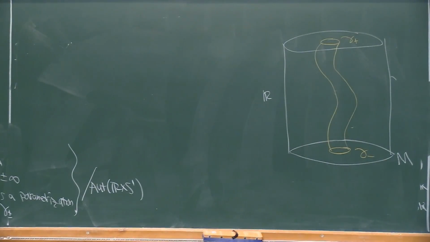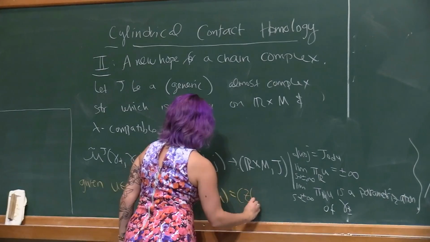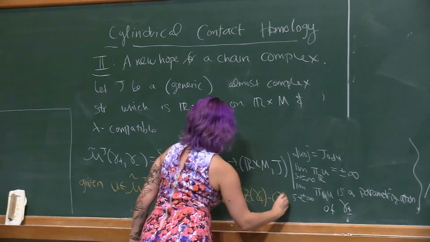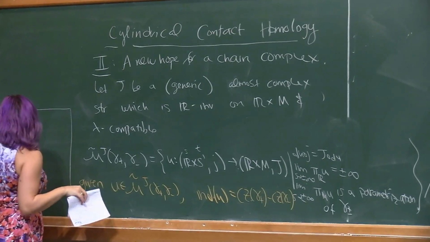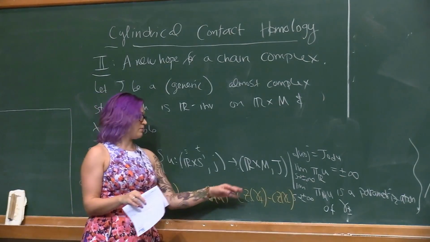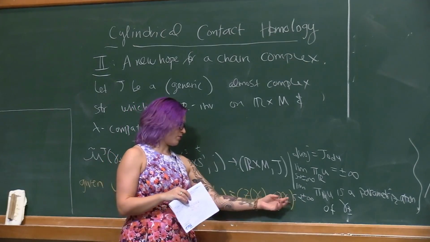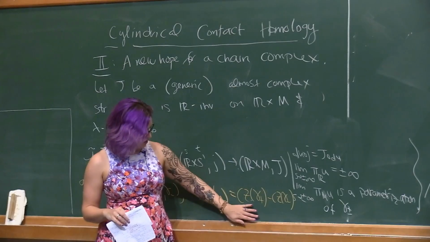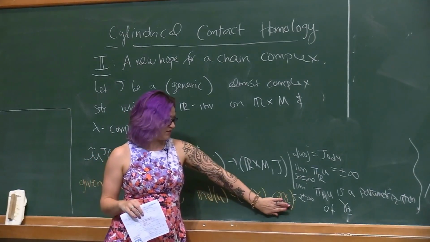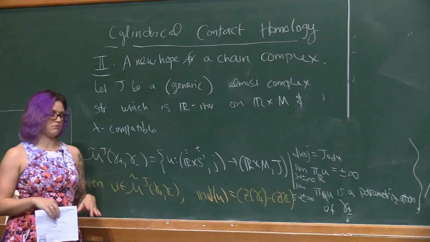Okay, then the index. So given u in M_J(gamma plus, gamma minus), you can define something called the Fredholm index. And this is going to be the Conley-Zander index of gamma plus minus the Conley-Zander index of gamma minus. When I talk about the differential counting index difference 1 curves, I want to look at pseudo-holomorphic curves that interpolate between a Reeb orbit, which has Conley-Zander index greater than the Conley-Zander index of the Reeb orbit at the bottom.